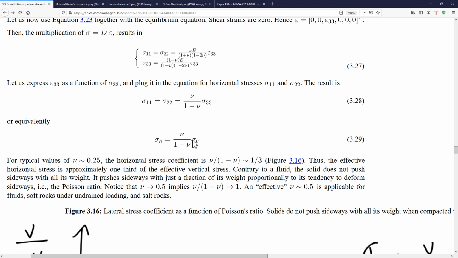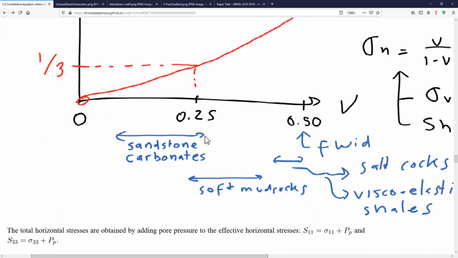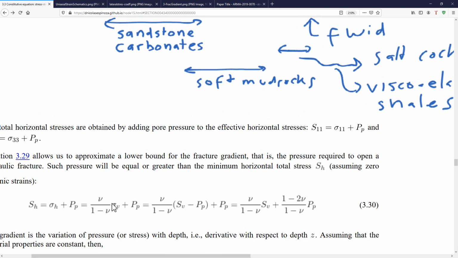Let's come back to the notes, and now we're going to use what we just learned in order to calculate the fracture gradient. The fracture gradient, now it's not a stress or a pressure, but it is a gradient. It's a variation of pressure as a function of depth. And we already know this equation.